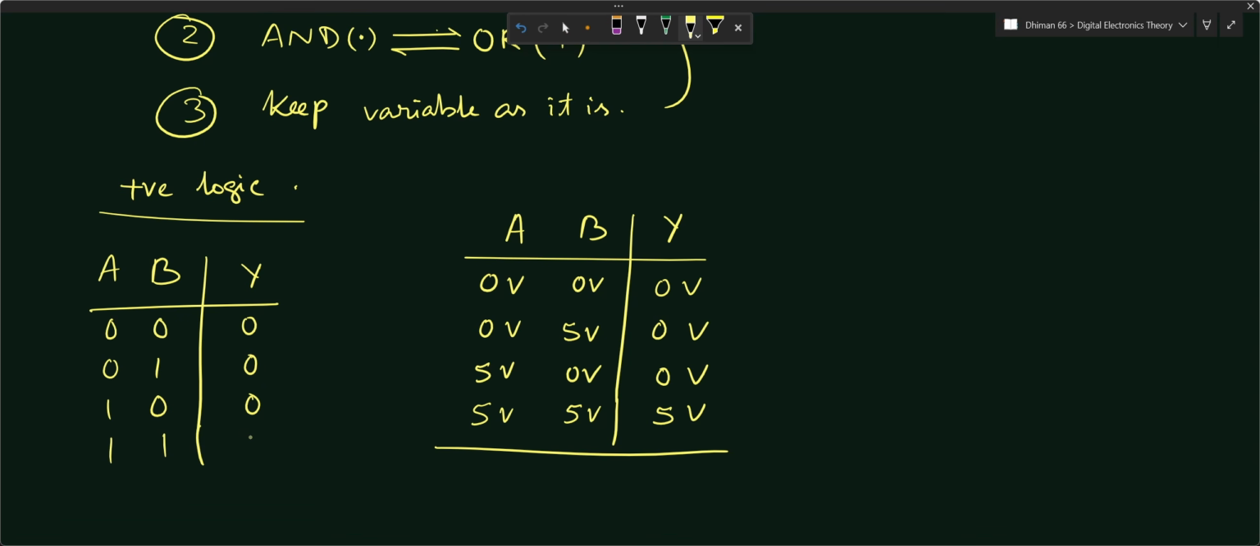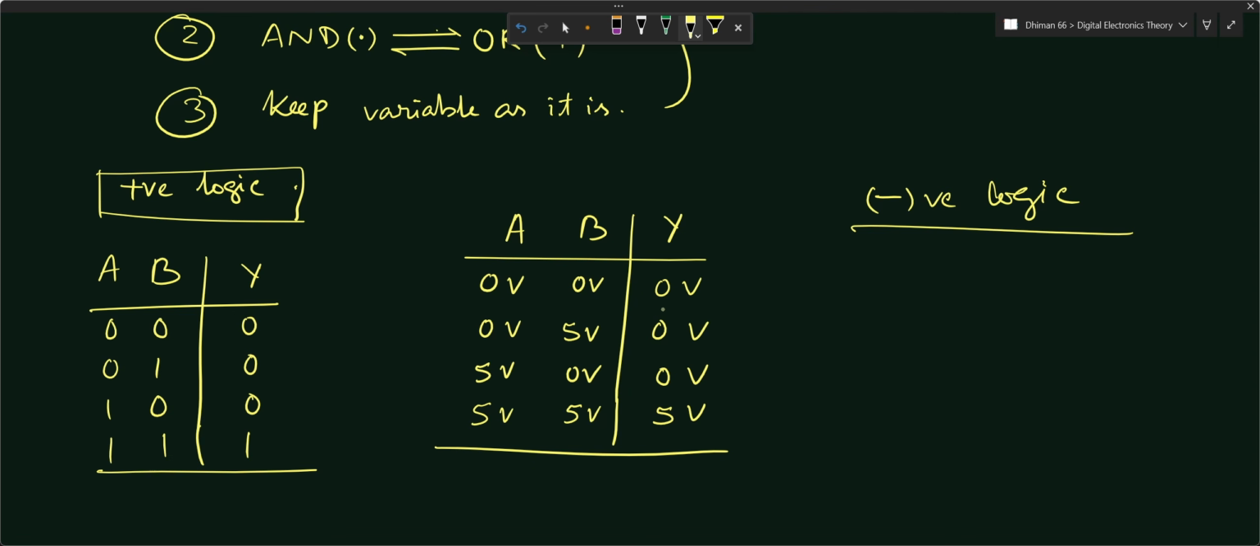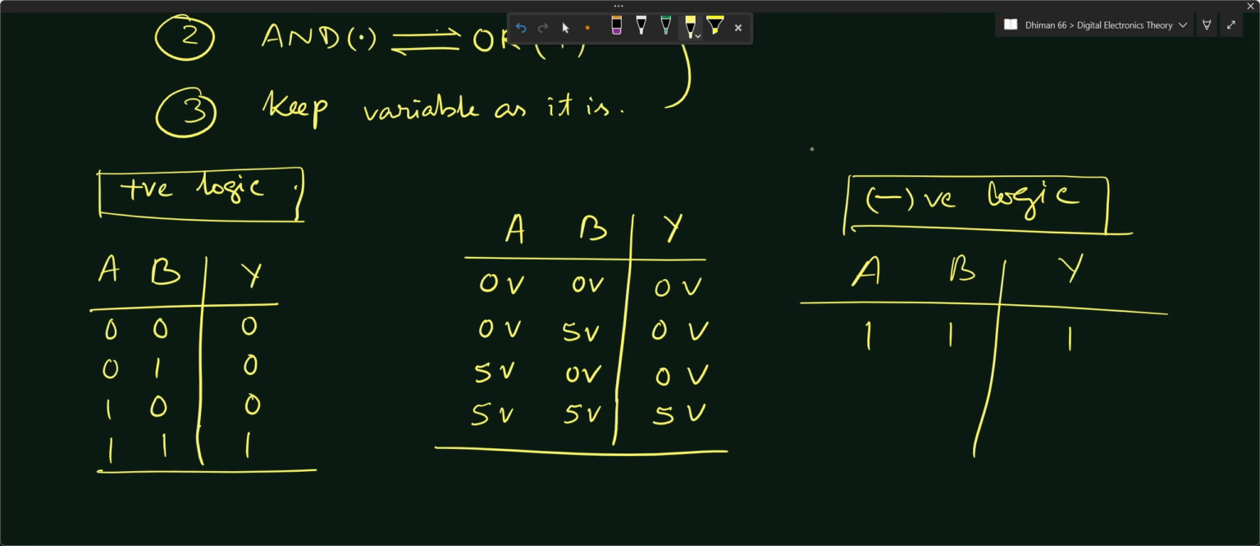Okay, next we have output is also 1. This is applicable for the positive logic. So in the case of negative logic, what will happen? In the case of negative logic, let me write down A, B, these are the inputs and Y is the output. Logic 0 will be representing the negative voltage.